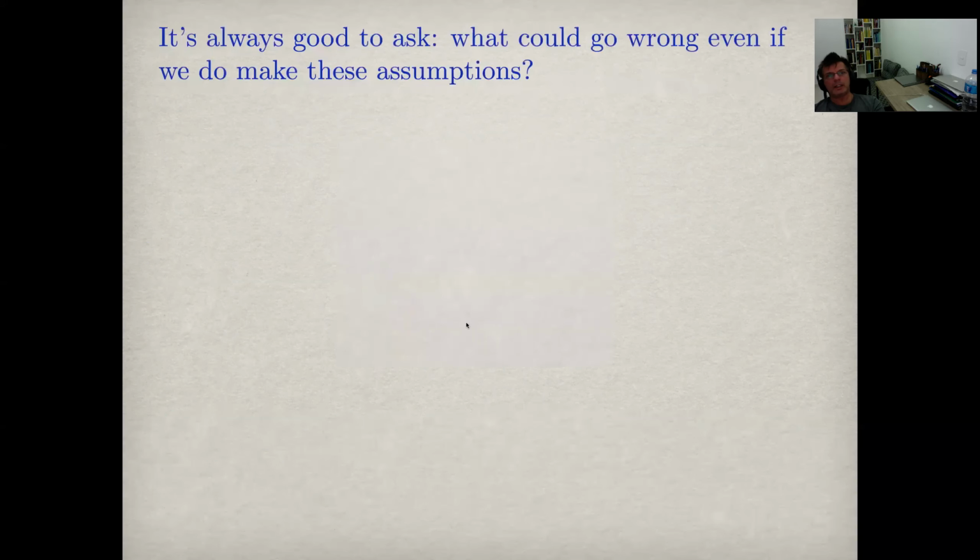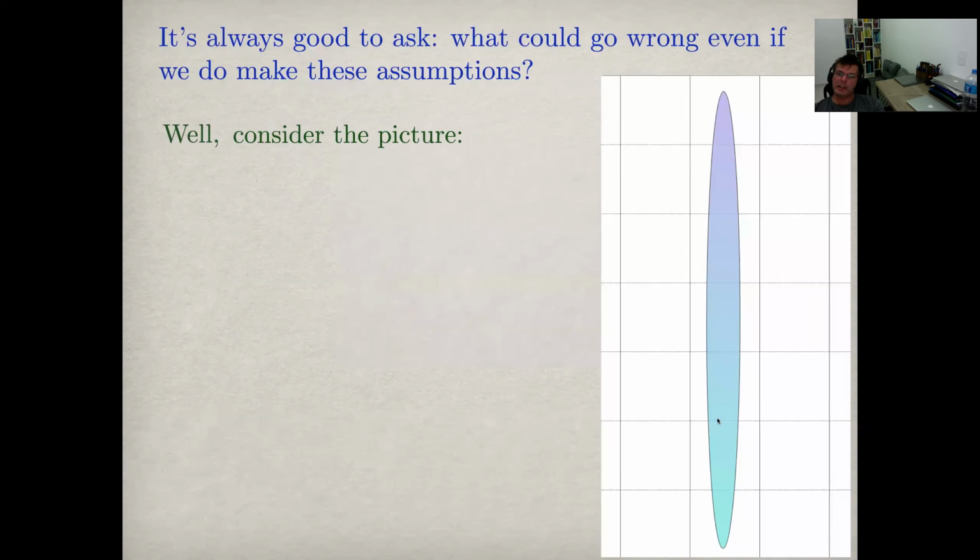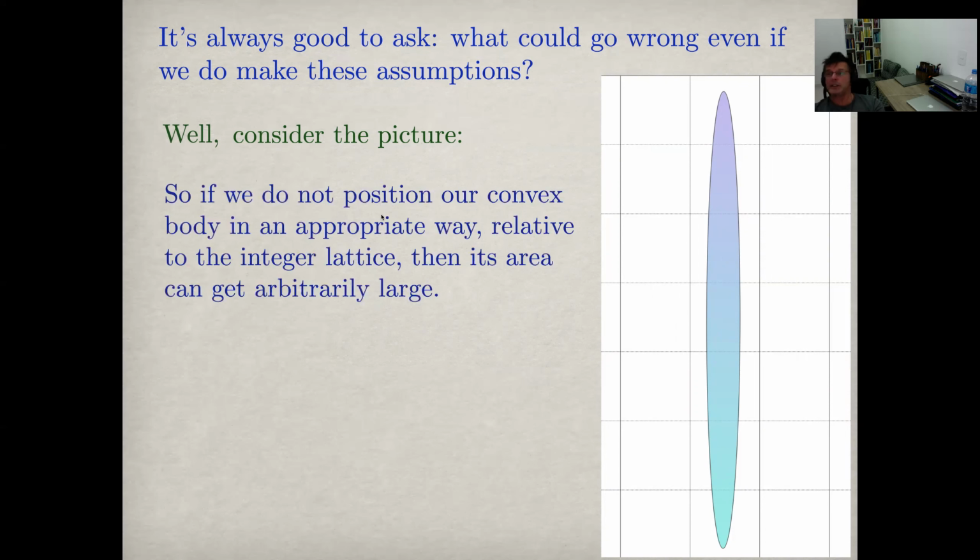So let's see. It's always good to ask what could go wrong, even if we do make these assumptions. Well, let's look at this picture. The volume of such a convex body, we can stretch it out to approach infinity, and so we can make this volume as large as we want and still not contain any integer points, because we're lying between these two vertical lines that contain integer points. And so it seems like this would contradict things, but all it tells us is that we have to be a little bit careful how we position our body if we want to have an interesting result.